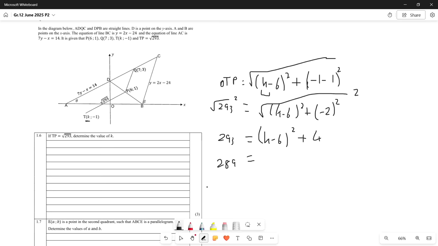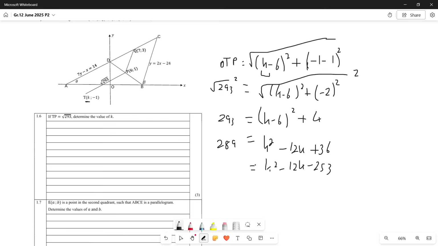And then we're going to have to expand our K here. So we're going to have K squared minus 6K times 2 is minus 12K. Negative 6 times negative 6 is positive 36 over here. And then we're going to take this 289 over. We have K squared minus 12K, 36 minus 289 is minus 253. And then we can go ahead and factorize this.